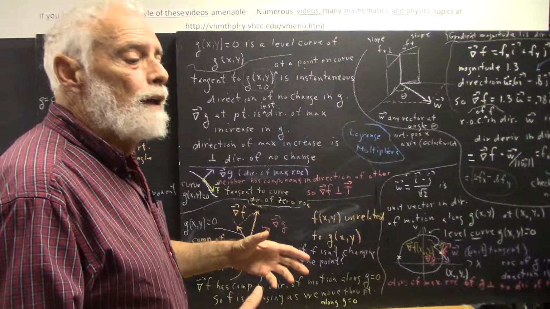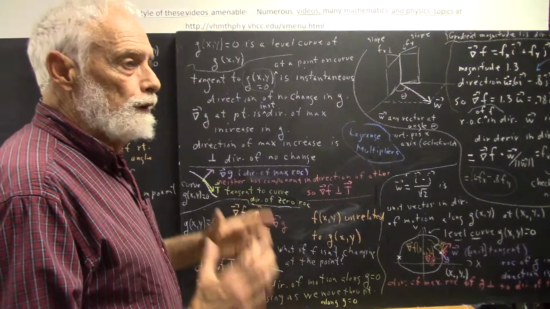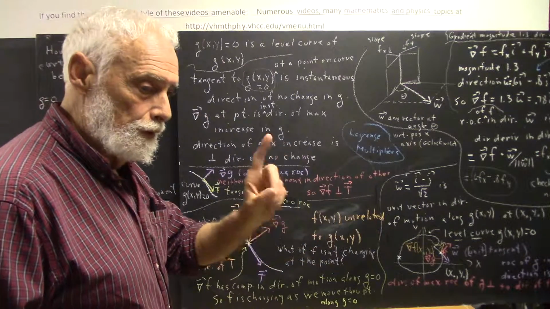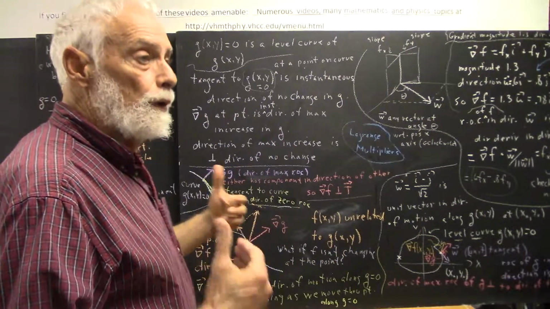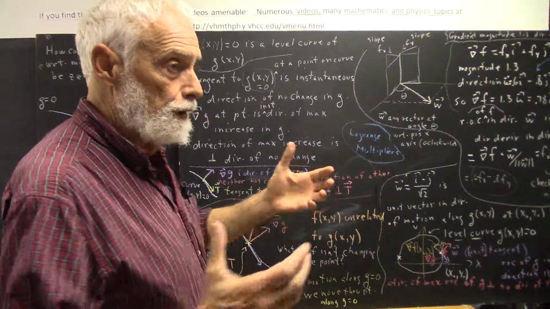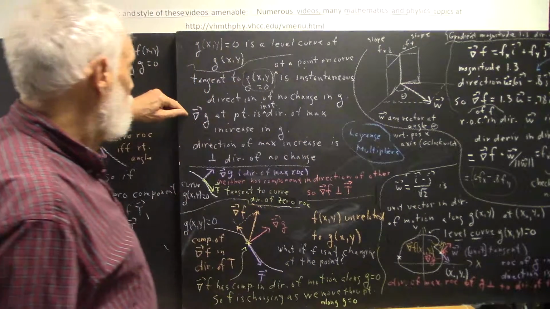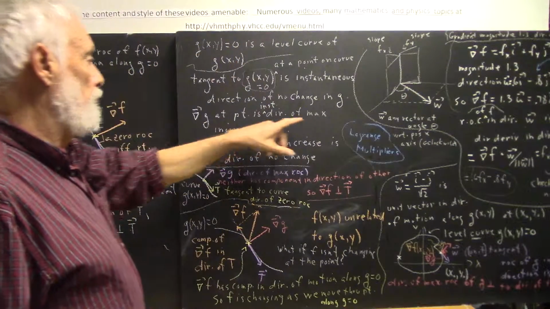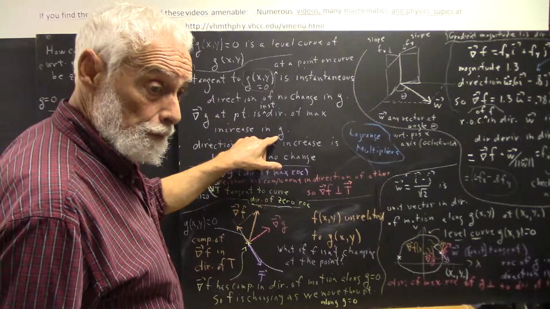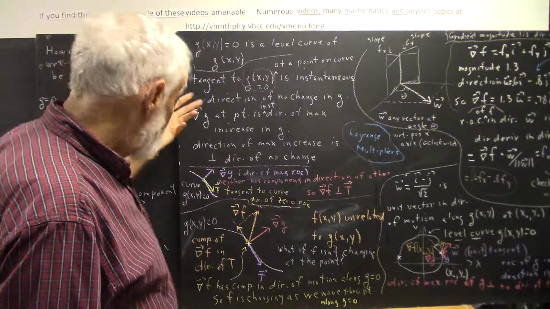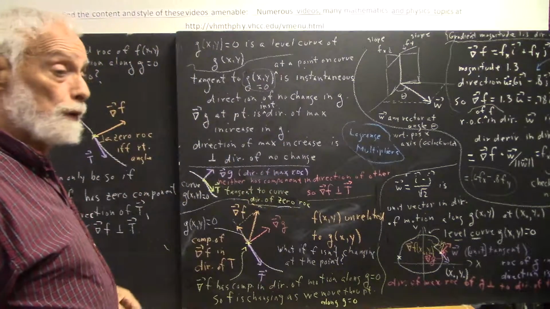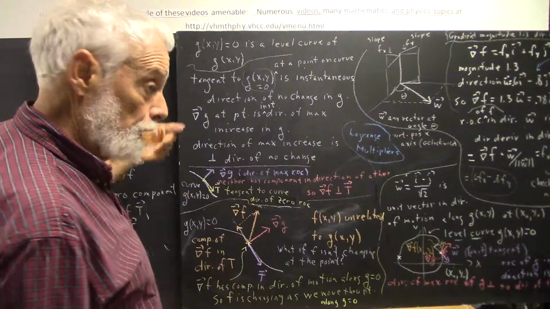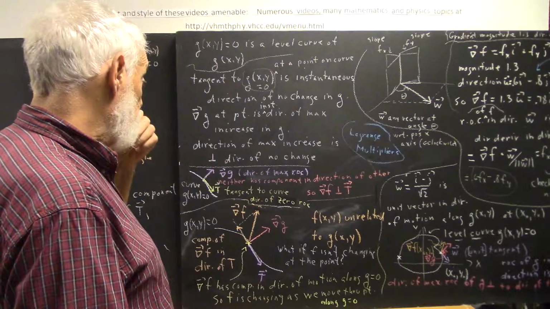It follows that the value of the function has 0 instantaneous rate of change at that point on the curve in the direction of the unit tangent. The directional derivative in the direction of the tangent is 0. Del g at a point, the gradient of g, is the instantaneous direction of maximum increase in g. That's a property that's easily enough proven if you understand the gradient and understand directional derivatives. It's the direction of maximum directional derivative.